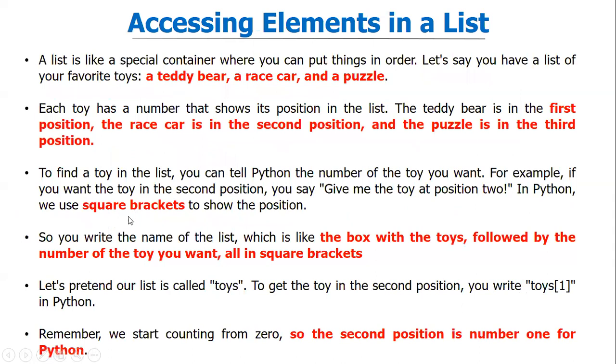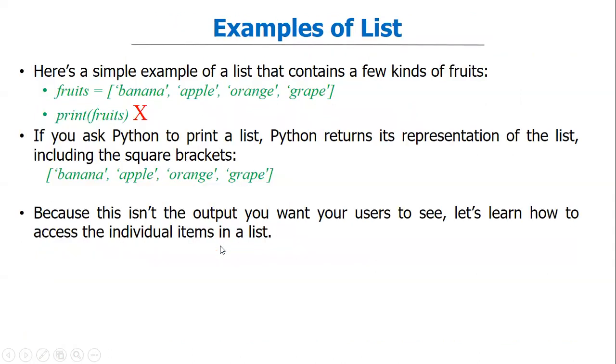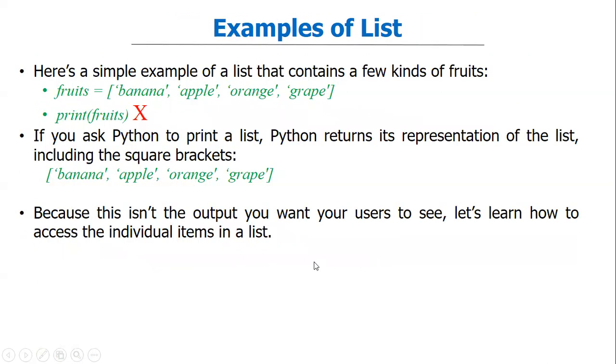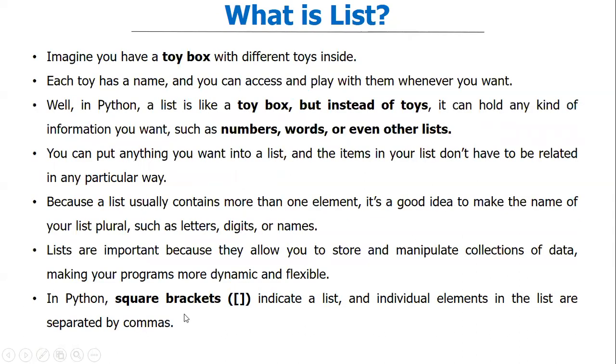We are saying that when you come to the third point, you write the name of the list. Now, what is the name of the list over here? Fruits. You write the name of the list, which is like the box with the toys, followed by the number of the toy you want. So if the number of the toy you want is at position 2, you have to place it into the square brackets. And this is what is called the square bracket. You have the square bracket over here.